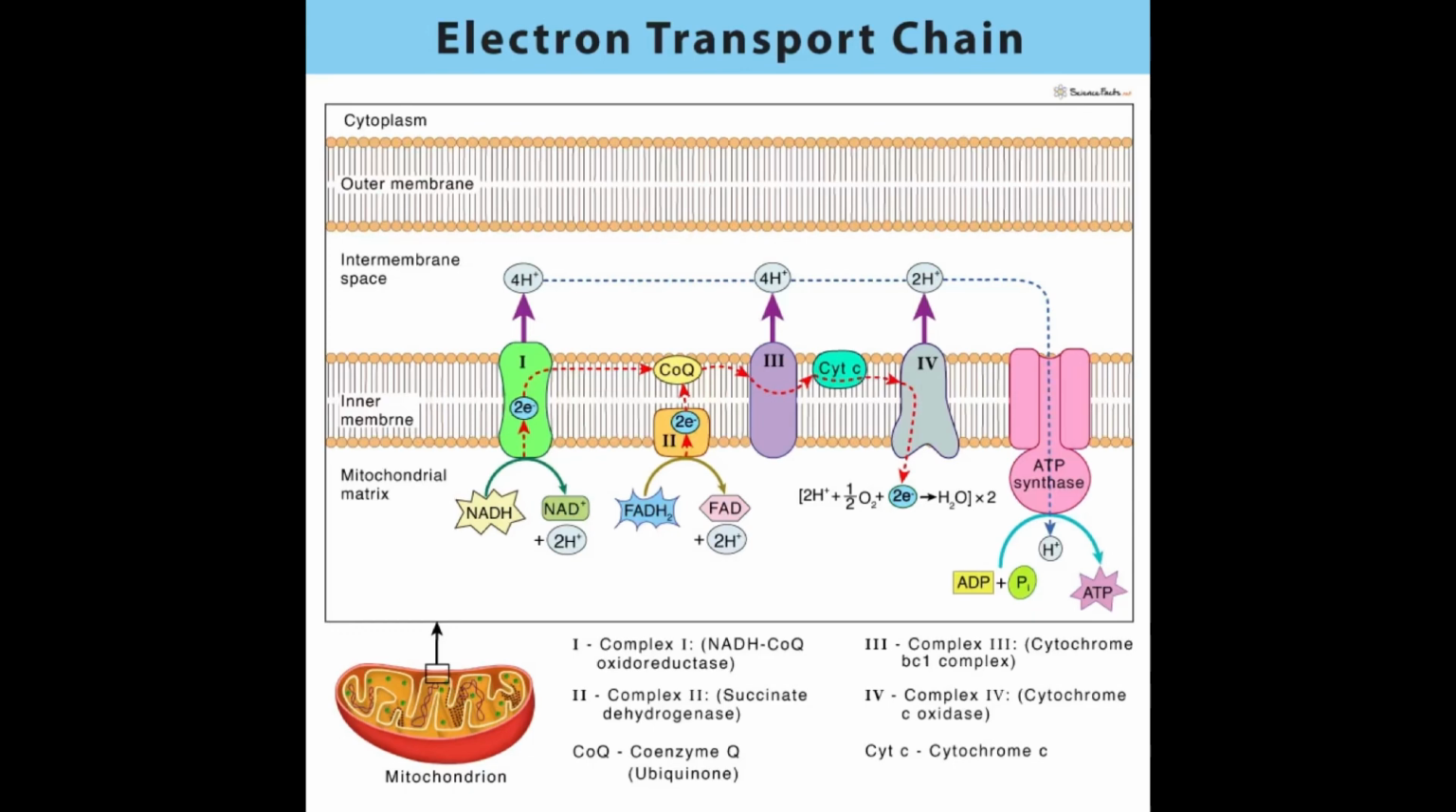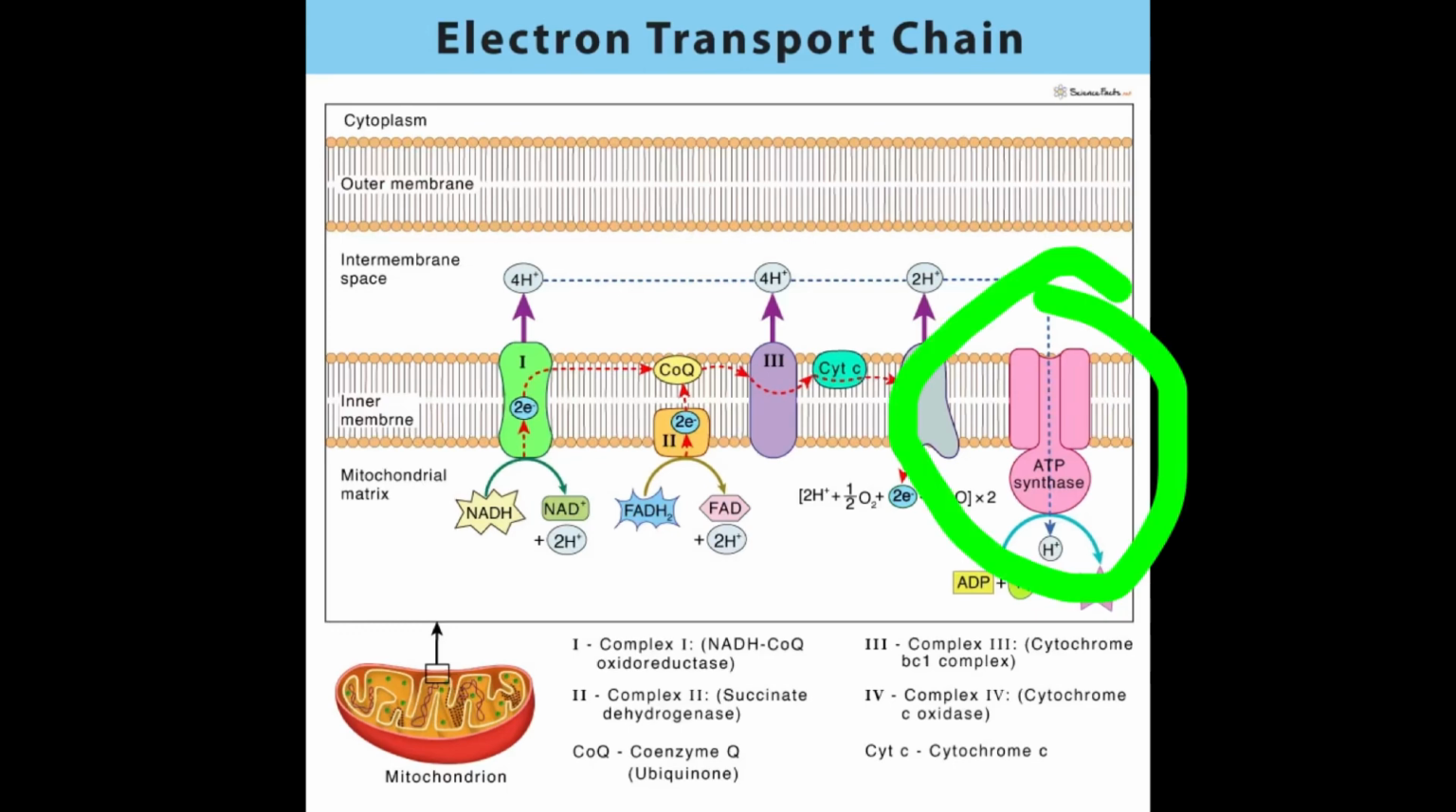As electrons pass through the electron transport chain, energy released from their movement is used to pump protons from the mitochondrial matrix to the intermembrane space. This pumping creates a proton gradient, or electrochemical gradient, with a higher concentration of protons in the intermembrane space compared to the mitochondrial matrix. So we're forming that charge. Now this is the cool one.